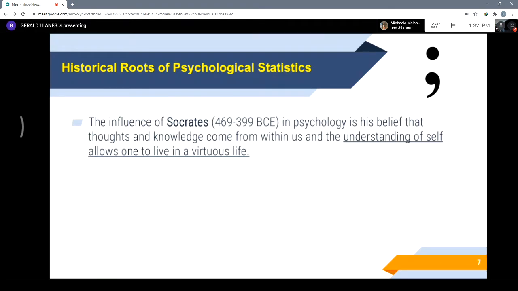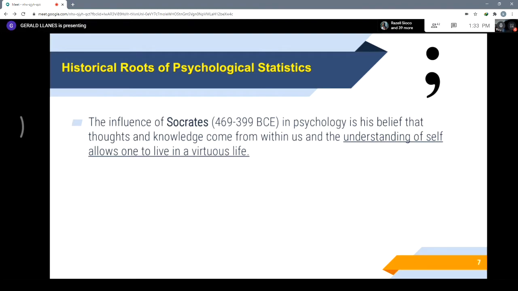So sabi niya, para mamuhay ka ng tama at naayon sa mga guidelines at rules na pinapatupad sa lipunan, ang una mo dapat ginagawa is intindihin mo ang sarili mo. Dahil kahit kailan daw, hindi ka mabubuhay ng maayos, ng righteous, kung hindi mo kilala ang sarili mo.